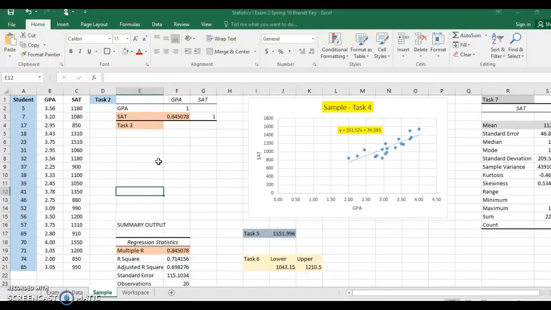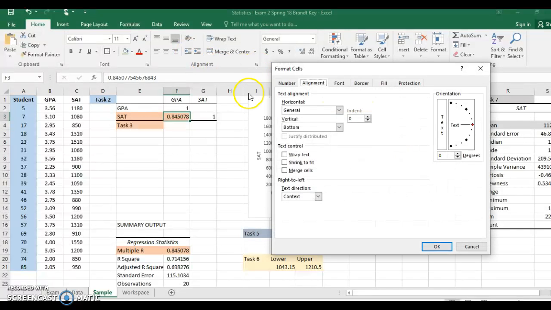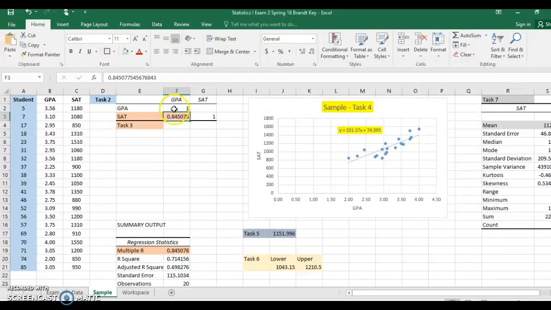Task 3, we were asked to find the correlation coefficient of these 20 students, and we saw that there was a strong positive correlation. I used the correlation coefficient tool in Excel and came up with approximately 0.85. If you recall, I did ask that we round all of our digits to 2 decimal places, and so I rounded that to 0.85.